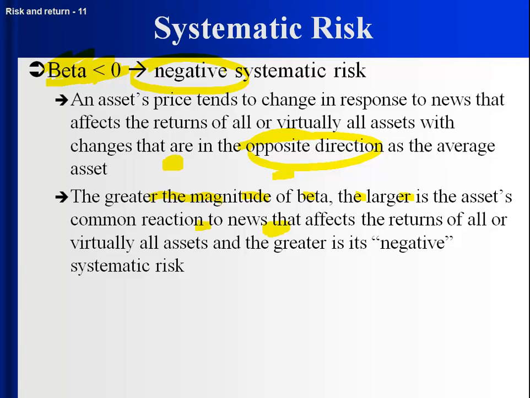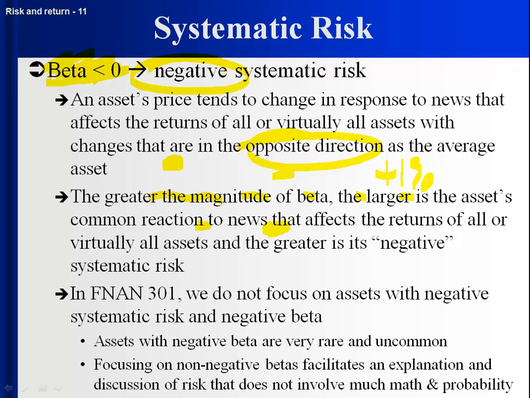And the strength of that is the magnitude of beta. So if you have a beta of negative 0.1, then if the average stock is up by 1%, the stock with the negative beta would have a negative return, but relatively small. If it has a beta of negative 5, if it's good news and the average stock is at plus 1%, then the stock with the negative beta would be way, way down.